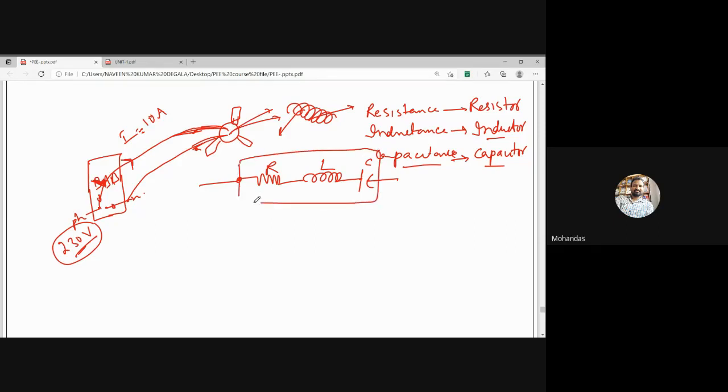The total fan is modeled as electric elements. What are those elements? RLC elements. We will discuss them later. Where is this fan connected? Across the supply, the voltage source.